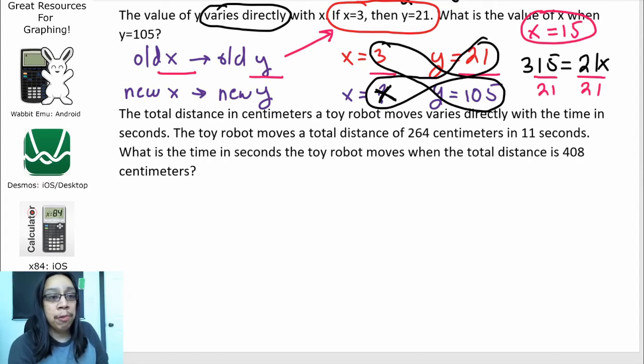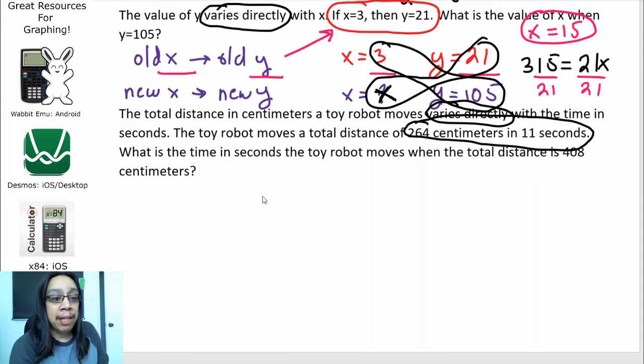Let's go ahead and do it one more time. The total distance in centimeters a toy robot moves varies directly, okay, so this is going to be a proportion problem, with the time in seconds. The toy robot moves a total distance of 264 centimeters in 11 seconds. Here you go. Notice how they're establishing that connection right off the bat, so that's going to be important. What is the time in seconds the toy robot moves when the total distance is 408 centimeters?